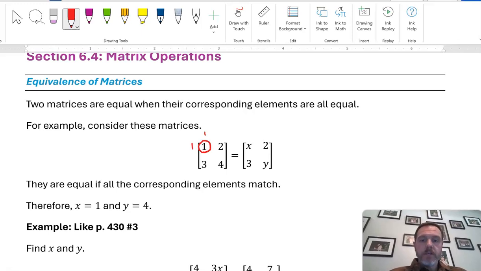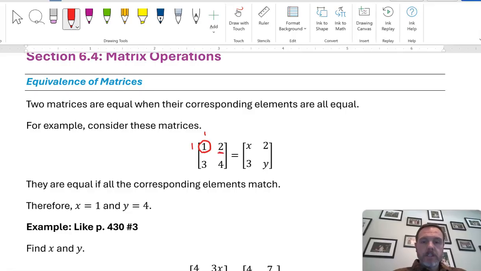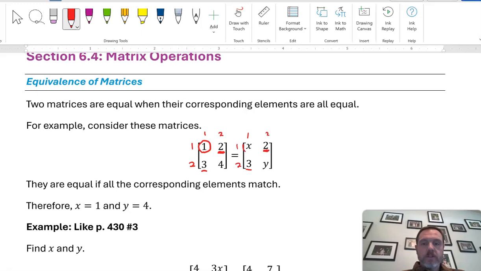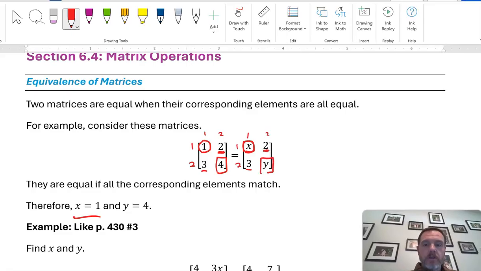In order for these two matrices to be equal, you already notice how the element in column 2 here is equal to the element over here in column 2. Row 1, column 1. Row 1, column 2. Those are already equal. Same thing with row 2, column 1. That's a 3, that's a 3. In order for these two matrices to be equal, then that x right there would have to equal 1, and the y over here would have to equal 4.